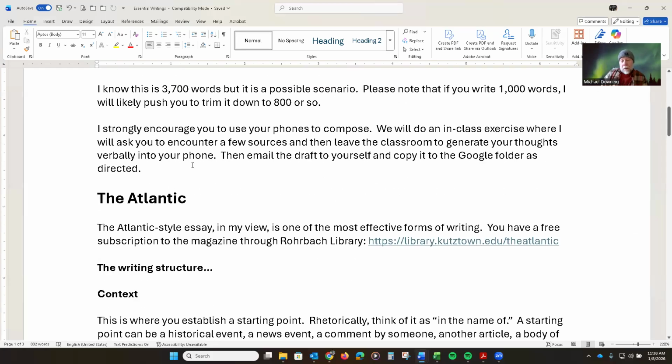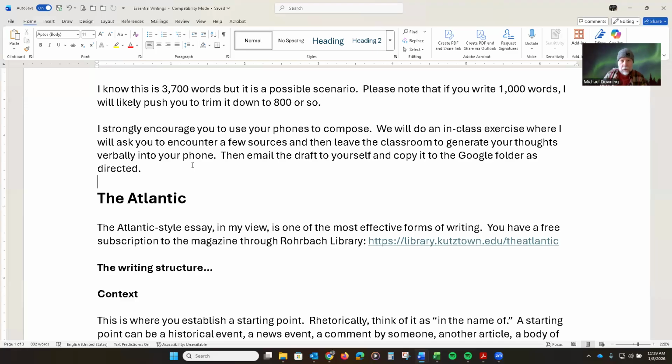So your phones. Composing with your phone. I strongly encourage you to use your phones to compose. We will do an in-class exercise. I will ask you to encounter a few sources, whatever they may be. I'm going to throw a lot of Instagram videos at you, because they're tight and we can engage in conversation without having to read 1,000 words together all the time. So then I'm going to ask you to leave the classroom during this exercise and generate your thoughts into your phone. Then you'll email the draft to yourself and copy it to the Google folder as directed.